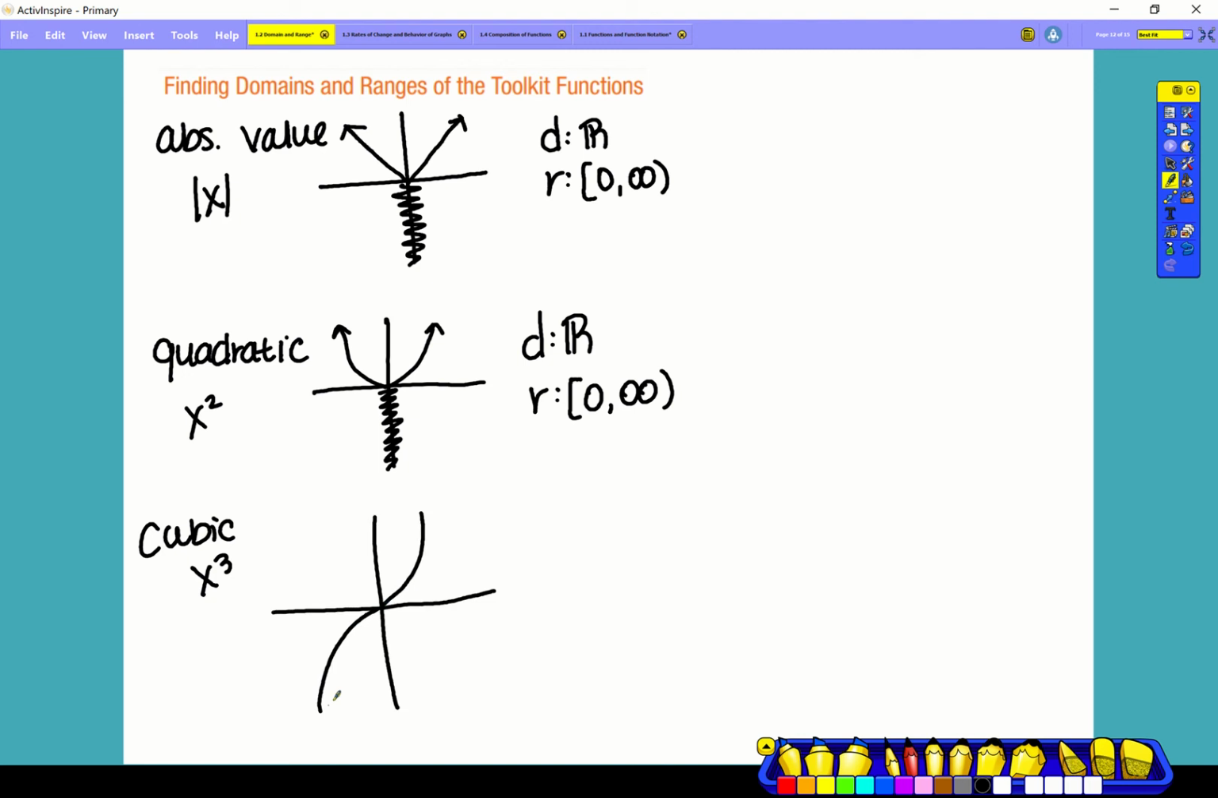Now what about cubic? Looks something like this, right? So notice my x values along my x-axis. I can literally put in any number I want. That'll be okay. So my range, now I'm looking at these guys all the way up and down here. And it looks like I can take on any value. So that's also going to be all real numbers.